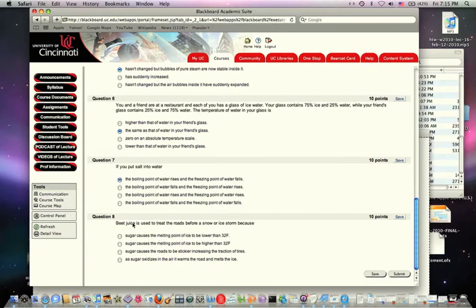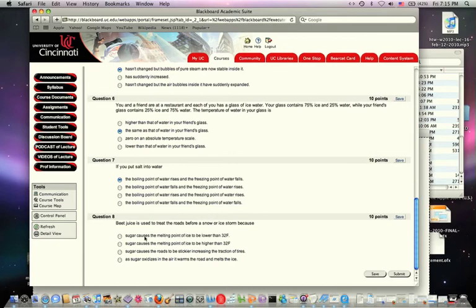Last one. Beet juice is used to treat the roads before a snow or ice storm because sugar causes the melting point of ice to be lower than 32 degrees Fahrenheit. Sugar causes the melting point of ice to be higher than 32 degrees Fahrenheit. 3, sugar causes the roads to be stickier, increasing the traction of the tires. 4, as sugar oxidizes in the air, it warms the road and melts the ice.